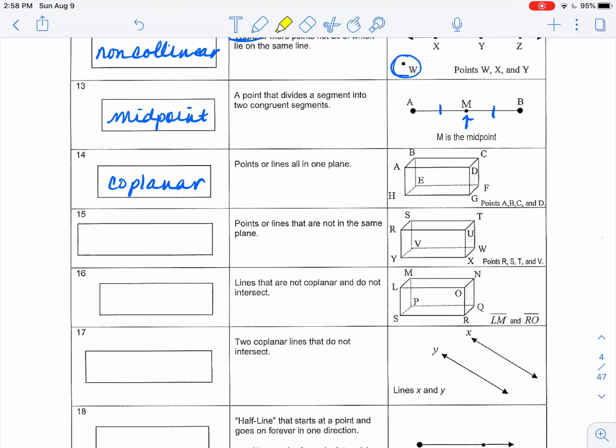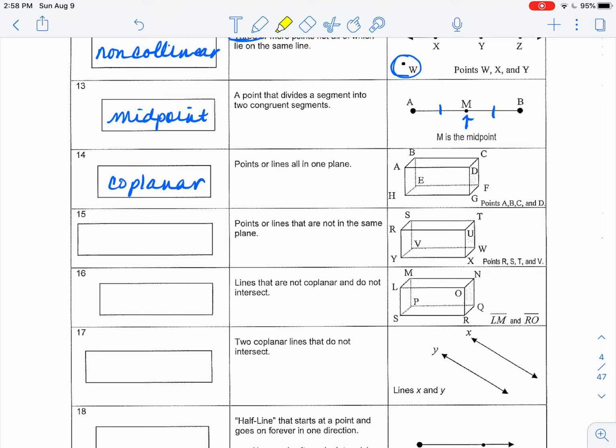Now we can also talk about lines being coplanar. So if we're looking at this top plane, this yellow one, we could say line AB and line CD are coplanar. Line AD and line BC are also coplanar.